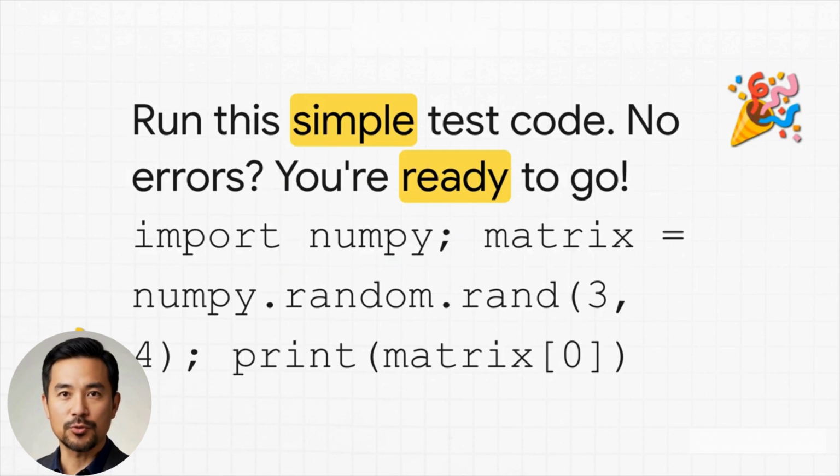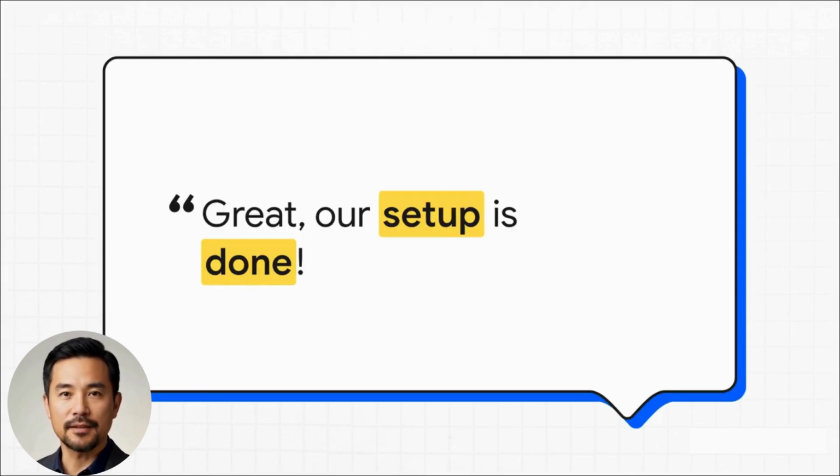So we can run a really simple test right in a code cell to make sure everything's hooked up. First, we'll try to import NumPy, one of the libraries we just installed. Then, let's ask it to create a random little matrix of numbers. And finally, we'll print out the first row. If this little bit of code runs without any big, scary error messages, we are golden. And just like that, you're done. If your code ran, your setup is complete.